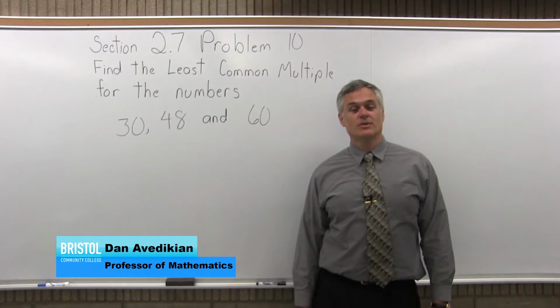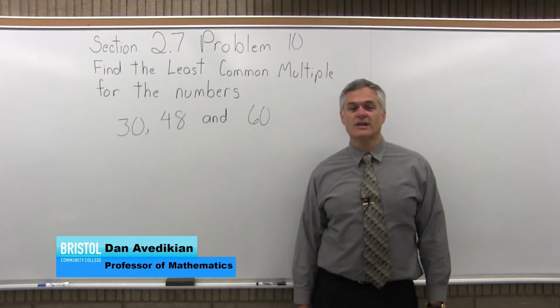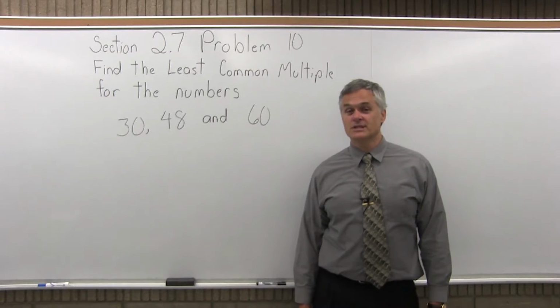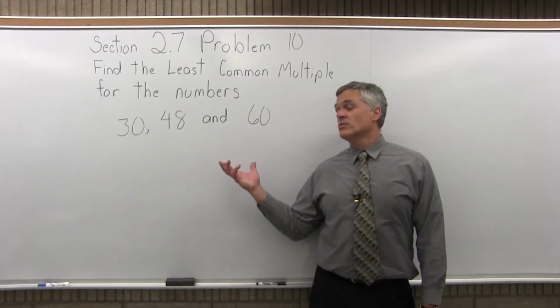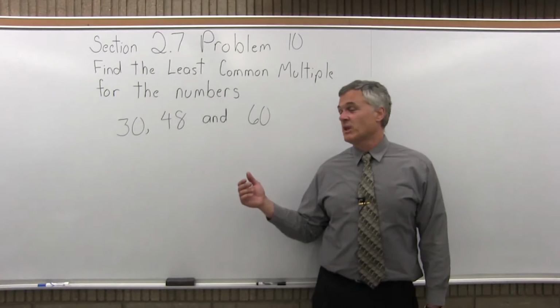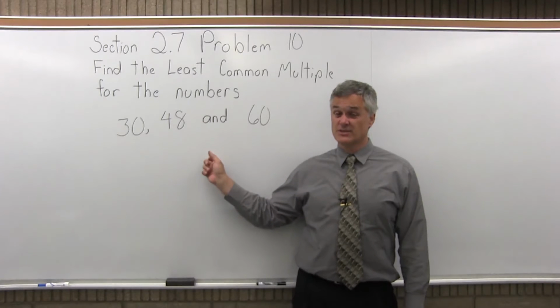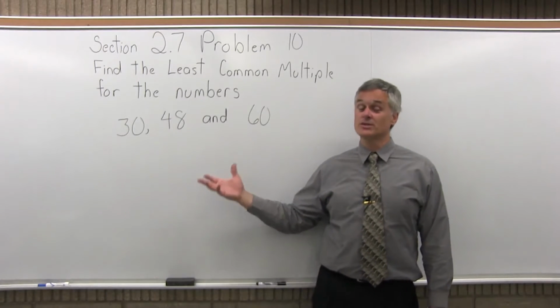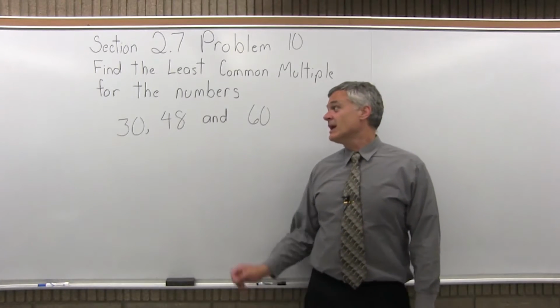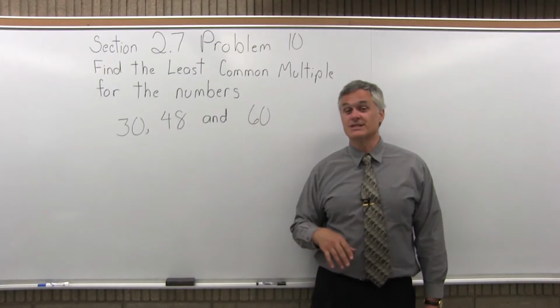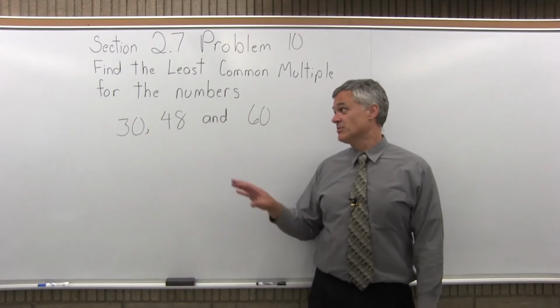This is Section 2.7, Problem 10. It says find the least common multiple for the numbers 30, 48, and 60. So again, what are we looking for really when I say least common multiple? I want the smallest number that 30 divides into evenly, 48 also divides into evenly, and 60 also divides into evenly. And what makes number 10 here a little different than most of the other problems in this homework section is there's 3 numbers to find the least common multiple for.